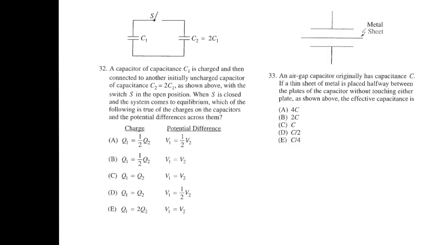Okay. A capacitor of capacitance C1 is charged and then connected to another uncharged capacitor that has twice the capacitance, as shown above, with the switch S in the open position. When S is closed and the system comes to equilibrium, which of the following is true of the charges on the capacitors and the potential difference across them? We know the potential difference has to be the same across them, so it's one of those 2 answers. I think we also know that the capacitor with more capacitance will have more charge. So I think we're talking about one where capacitor 2 has more charge than capacitor 1. So I think that's only this one. It says the answer is B.